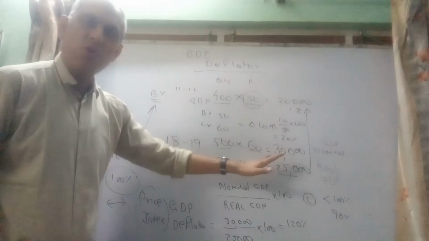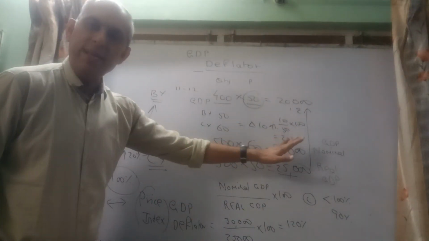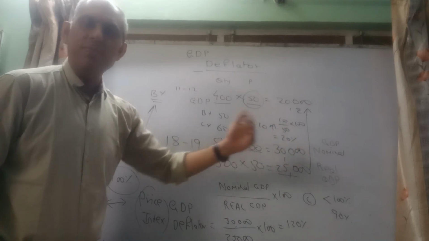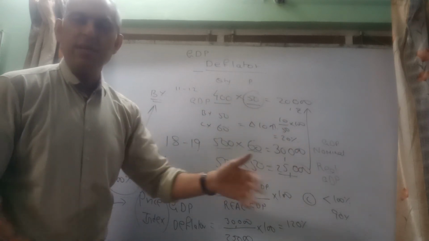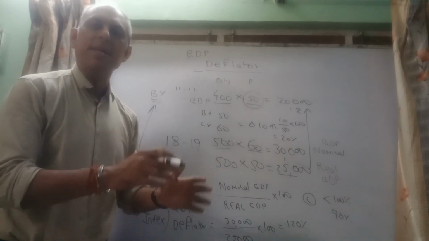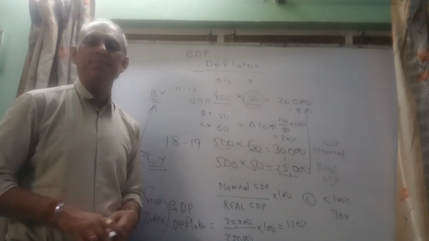So GDP deflator is what we have taken. 3 implications: greater than 100%, prices have increased in the current year. Equal, no change. And if it has fallen down, that means the prices have fallen down in the current year.